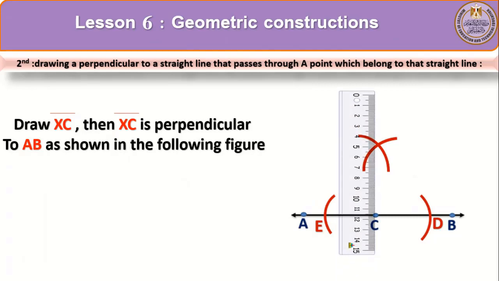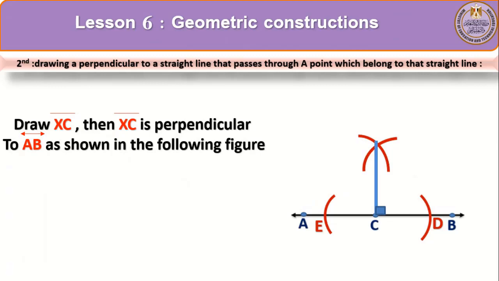After that, you will use your ruler and your pencil to draw a line perpendicular to this straight line AB. Now we draw a line perpendicular to straight line AB. You can practice with yourself now. If I told you, please draw a perpendicular to a straight line from a point which belongs to that straight line.